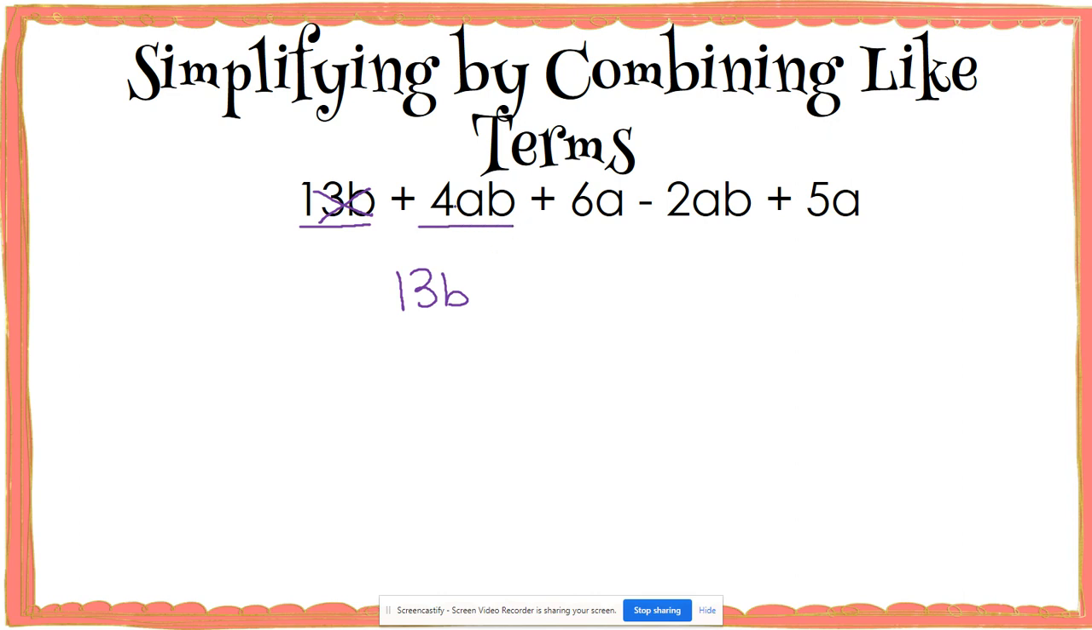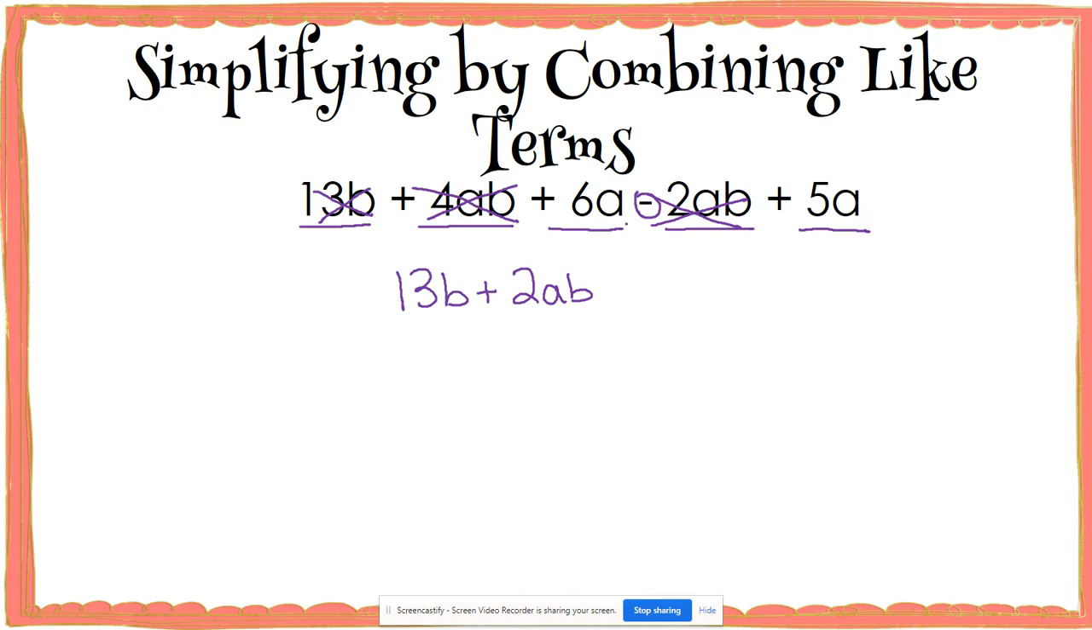Now I'm going to go to my next term, which is 4ab. So I'm looking for a term that also has ab, and I notice that I have 2ab right here. The subtraction sign in front of 2ab tells me that I'm subtracting. So 4ab minus 2ab is 2ab. Now that's a positive 2ab, so I would write plus 2ab, and these are going to go away because they have been combined.